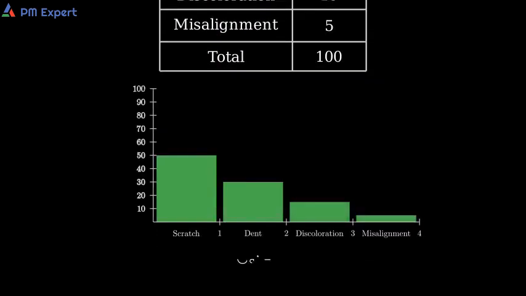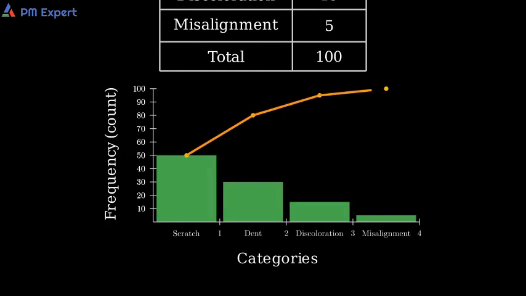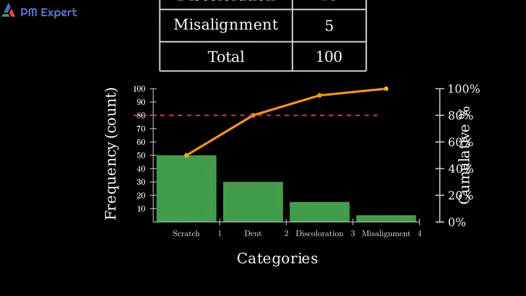Let's build the Pareto chart step by step. We will draw the bars first, then add the cumulative line, and finally the right side percentage axis and the 80% guide.